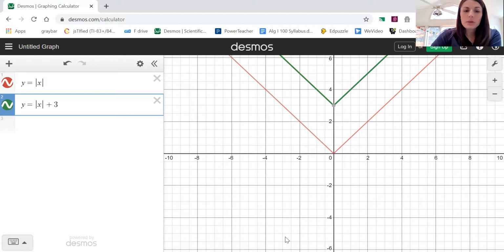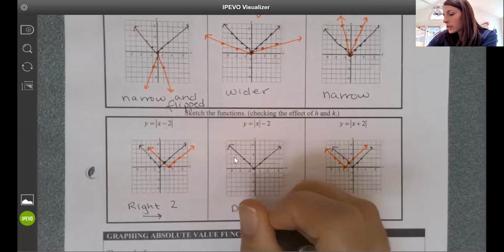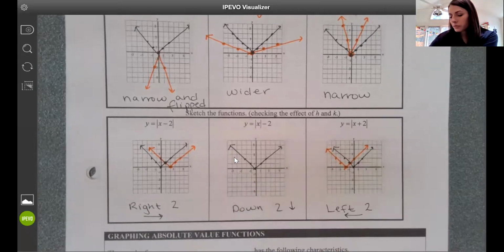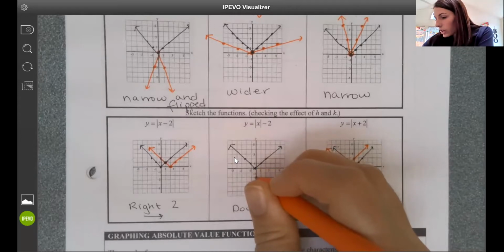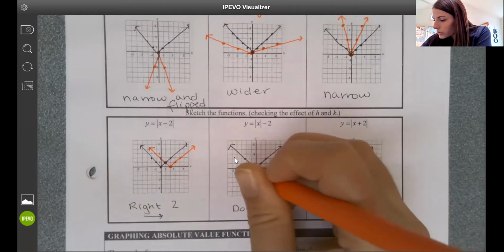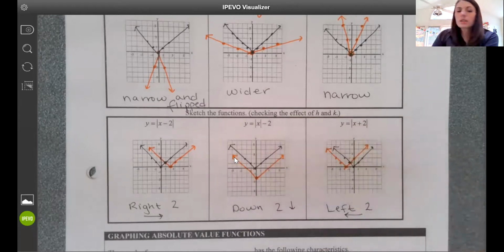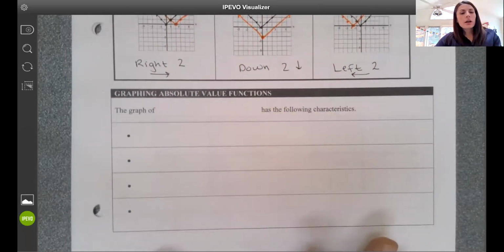Go back to my notes. So we observed that it went down 2. So from 0, 0, we went down to 0, -2. And then had the same graph in terms of shape, but it was shifted down 2. Okay. So our investigation kind of showed us what happened.